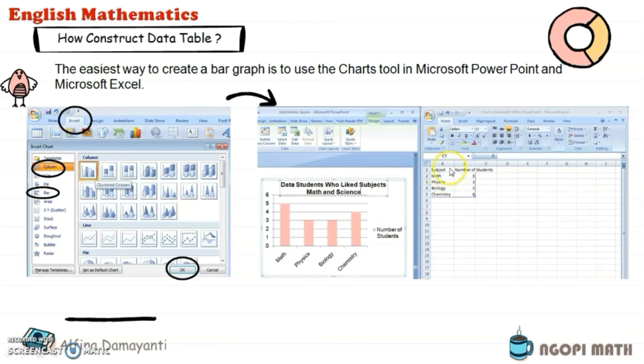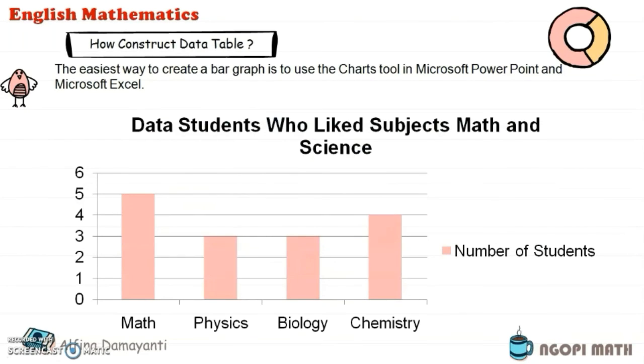First are the labels of the first column and second column: subject and number of students. And then the first data is math, number of students 5, and then physics 3, biology 3, and chemistry 4. After that, we can click this X. After we click X and we have done that, this data is complete, so we will show this bar chart.